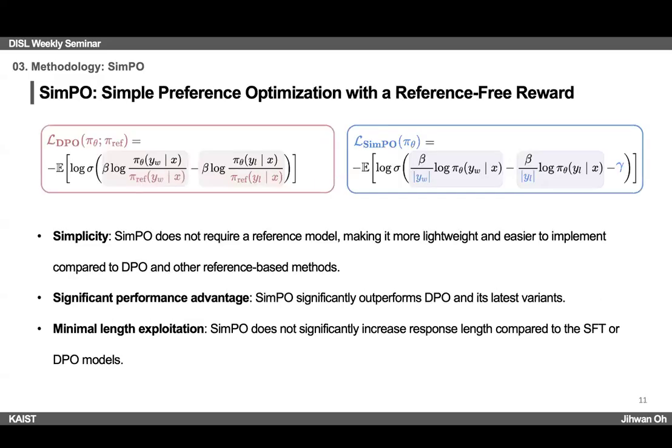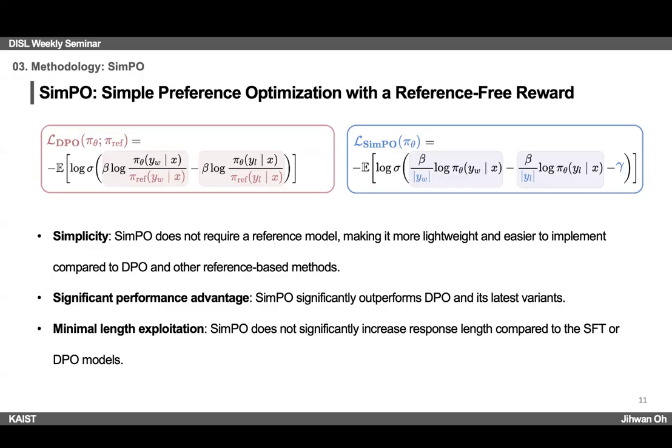So to summarize, the authors proposed simple preference optimization that avoids using a reference model. On the left, we can see the DPO loss, which depends on the reference model to compute the reward, as highlighted in red. On the right, SimPO replaces this with a reference-free formulation, relying only on the log likelihoods of the chosen and rejected responses from the policy model itself.